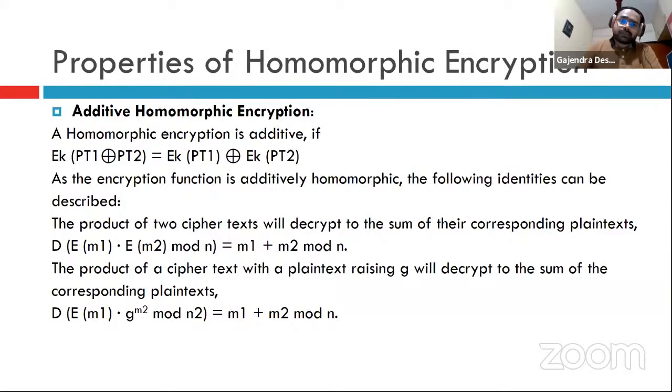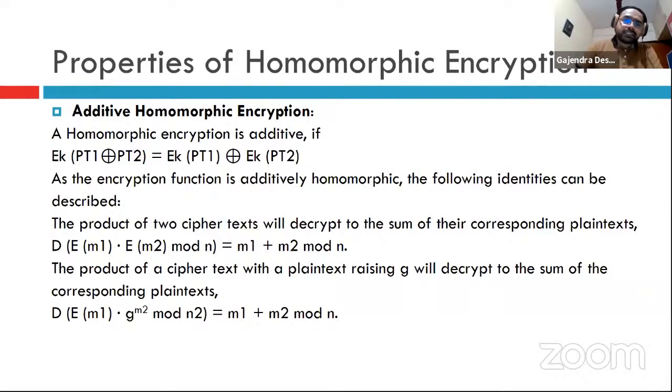Then it is equivalent to the encryption of individual plain text sum. Now there are some identities with respect to additive homomorphic encryption. That is, the product of two ciphertexts will decrypt to the sum of their corresponding plain texts. So you can see here we have two plain texts M1 and M2. Both are encrypted individually and multiplied. And when you decrypt it, it will be equivalent to the sum of plain text M1 and M2.